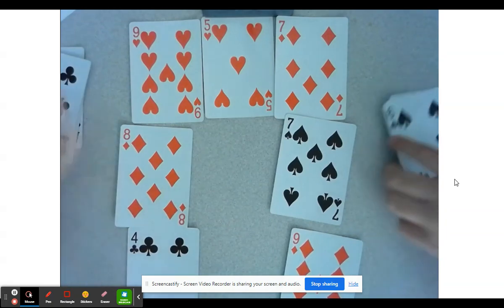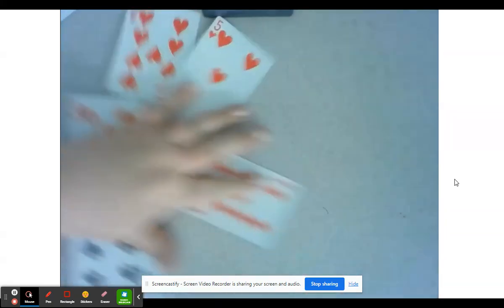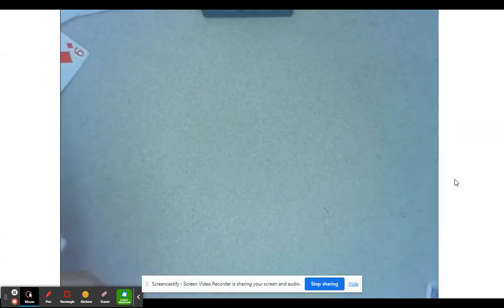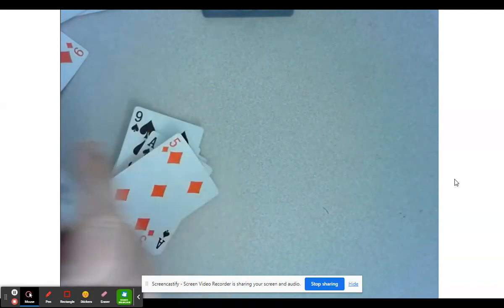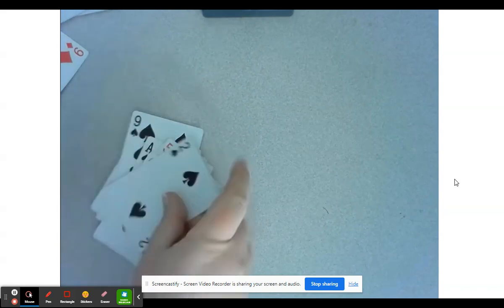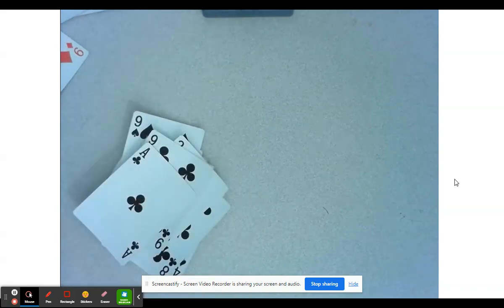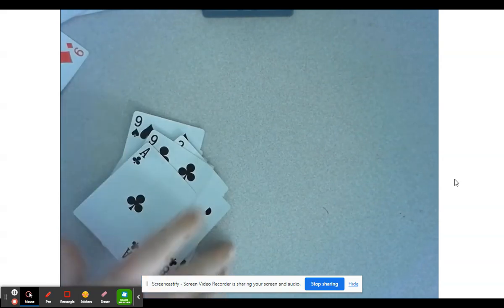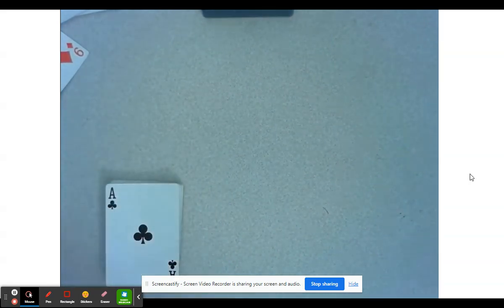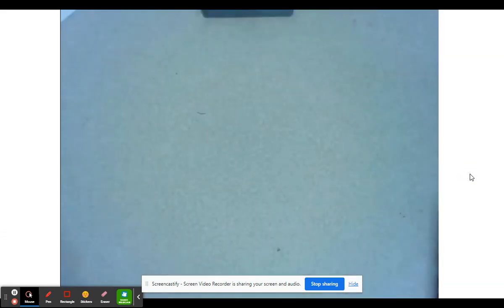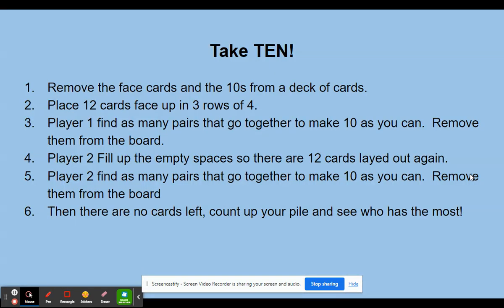Then we just slide those cards to the side, and we count the number of cards we collected to see who has the most cards. 1, 2, 3, 4, 5, 6, 7, 8, 9, 10, 11, 12, 13, 14. 14. Oh, and we tied. That's just another quick, easy game that you can work on making partners of 10. And here are the directions for that game.